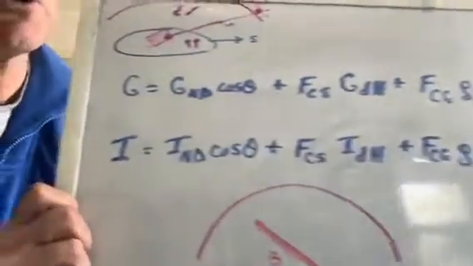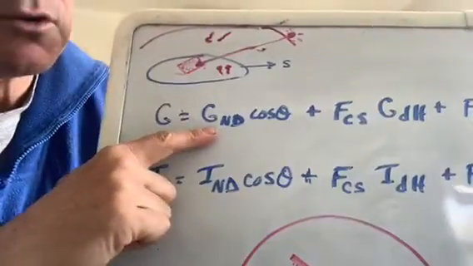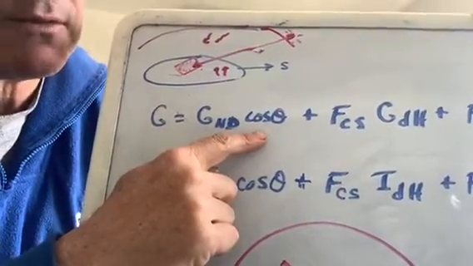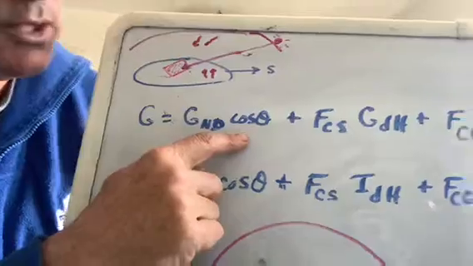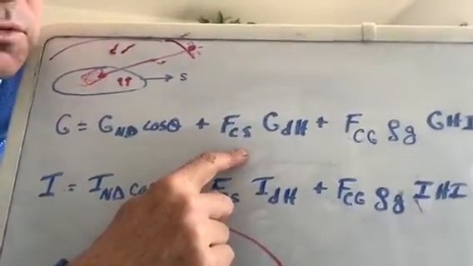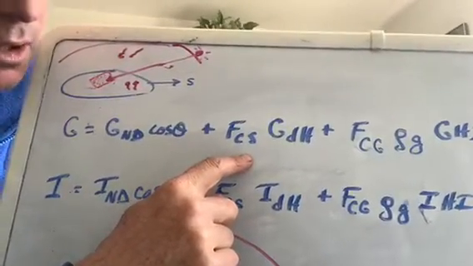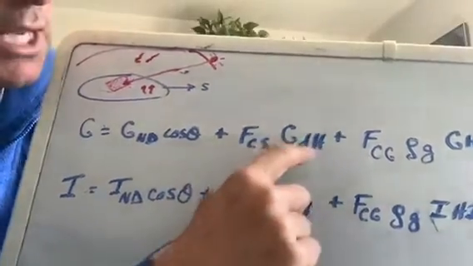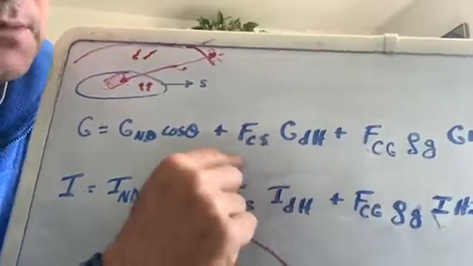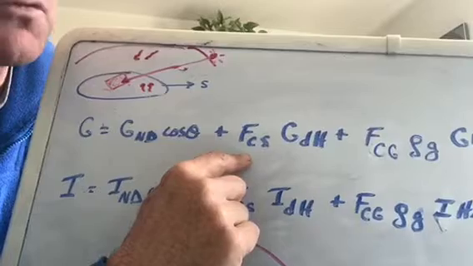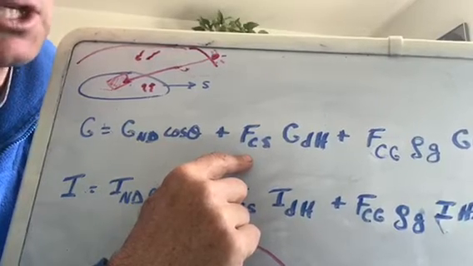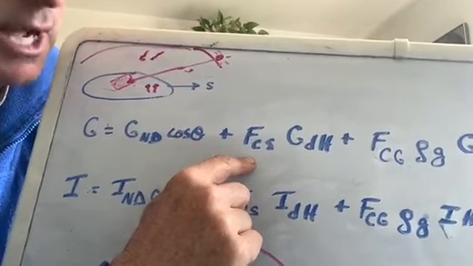So let's go term by term and make sure we got it. This is the normal direct, and we multiply it by the cosine of the angle of incidence. That's old news. This was new news last lecture, and we're going to take the diffuse on the horizontal and multiply by FCS, which stands for the fraction of radiation leaving the collector that hits the sky.